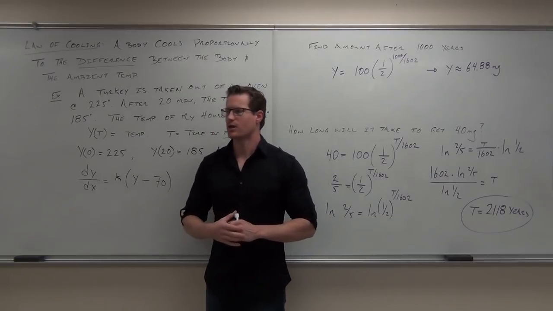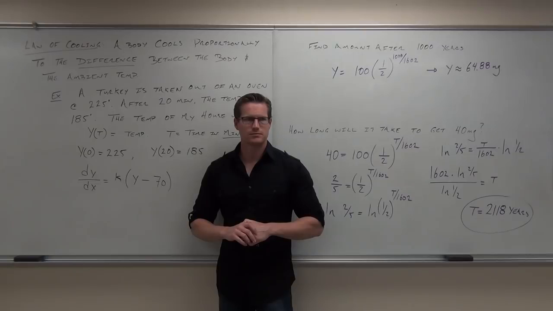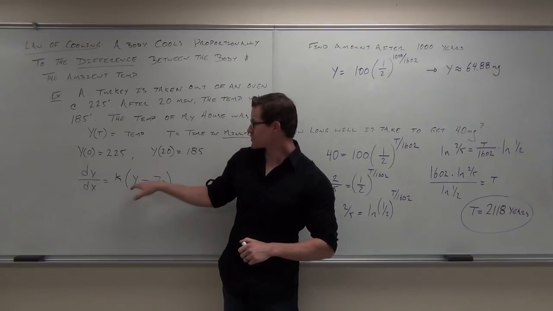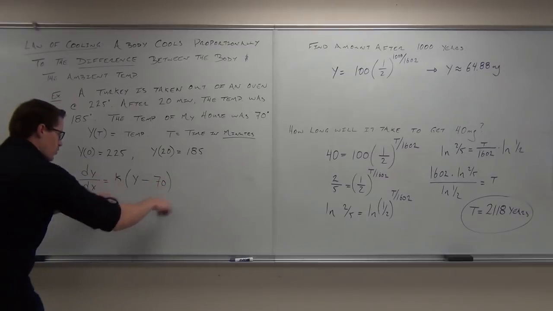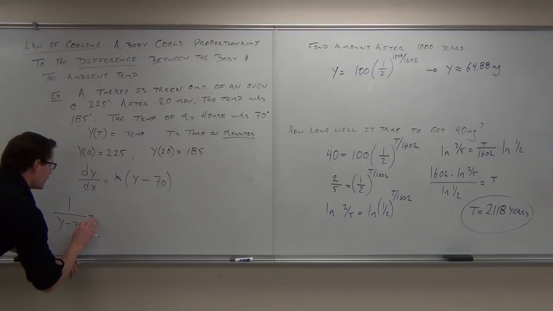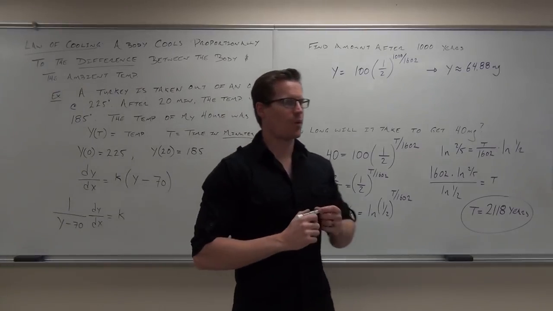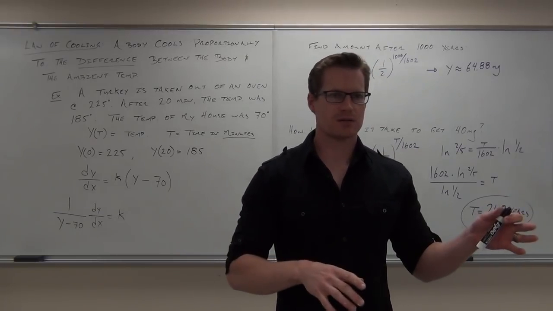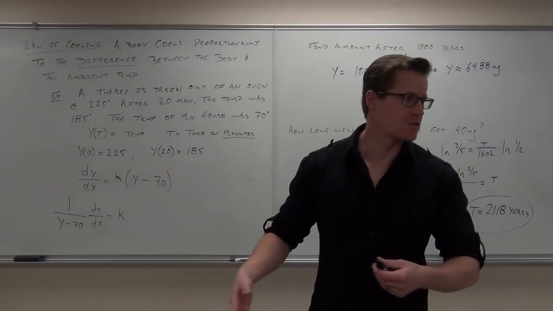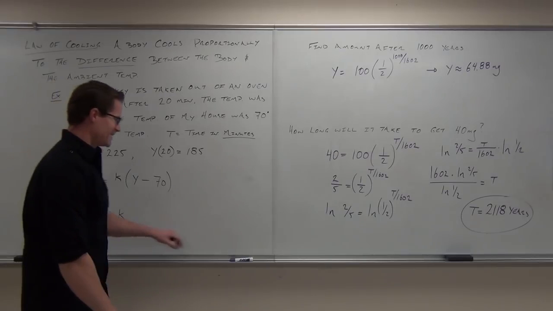Divide by, no, I don't want to do that. I want to get y's on the left-hand side. I want the k's on the right-hand side. It should be k. Not going to do that either. Divide by the y minus 70. Yeah, let's just do that. Let's move this whole piece over here. So if I move this whole piece over here, I've got 1 over y minus 70 dy dx equals k. Hey, are all my y variables on one side and everything else on the other side? Yes. That's what I'm looking for. That's a separation of variables.